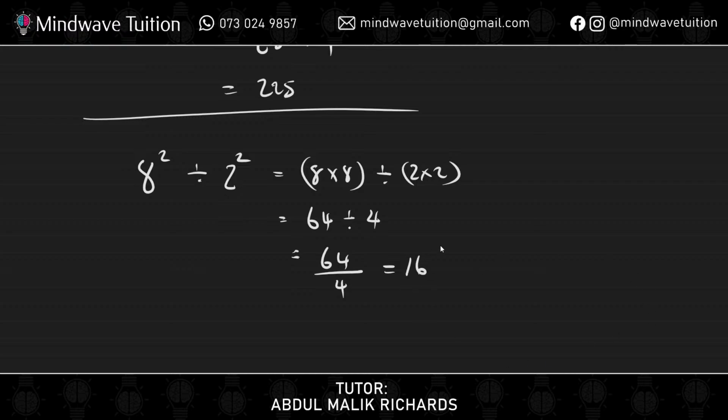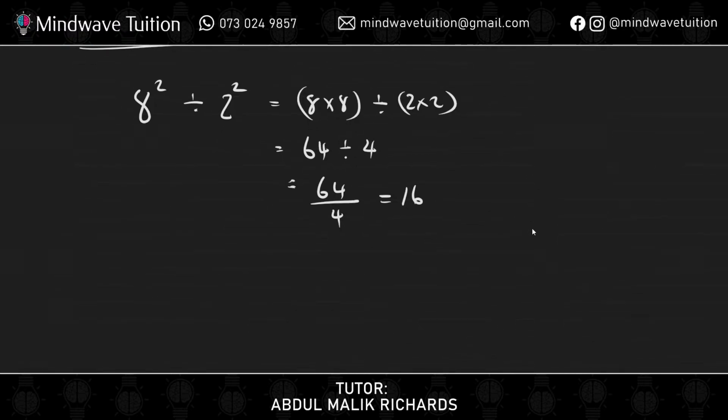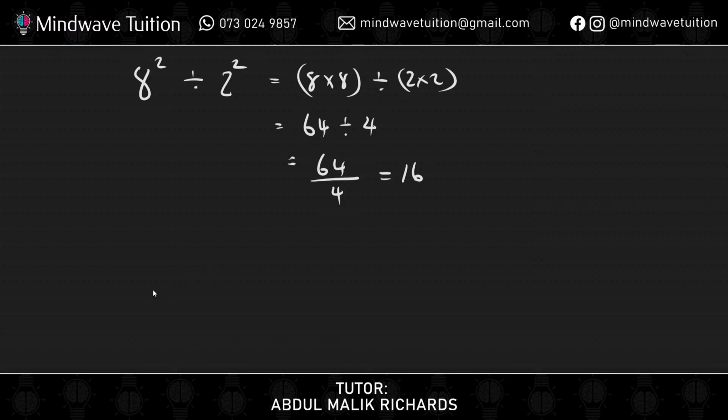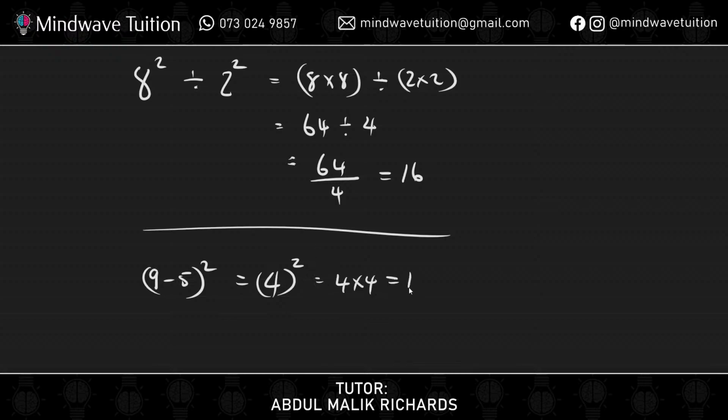So as you can see, we can work with adding exponents, multiplication, subtraction, and division of exponents. We can do something like this as well. Something like 9 minus 5 squared. So what we now have is a base that needs to be calculated first before we can square it. So 9 minus 5 is going to be 4 squared, or 4 to the power of 2. And we know 4 squared is 4 times 4, which is 16.